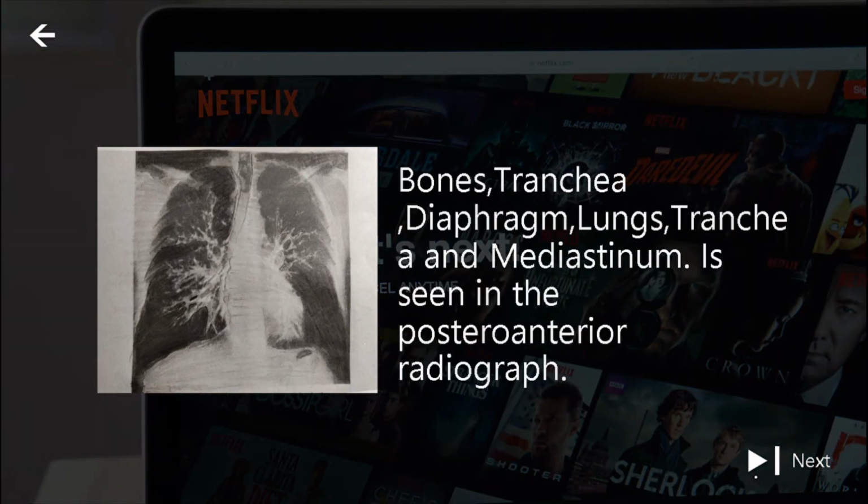As you can see in the image, there are bones, trachea, diaphragm, lungs, and mediastinum. So if you want to see the posterior anterior radiograph of the bones, the trachea, the diaphragm, lungs, and mediastinum, you have to do this.